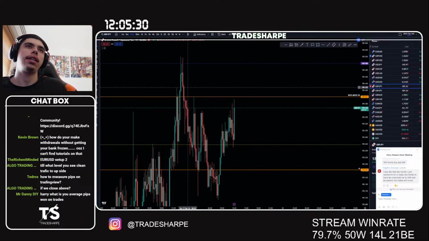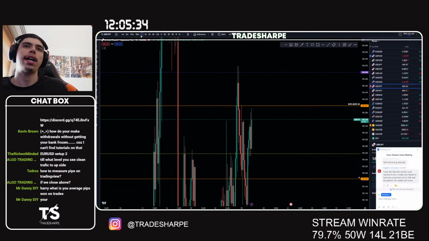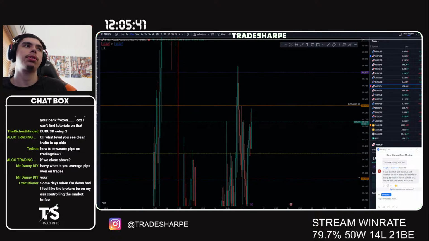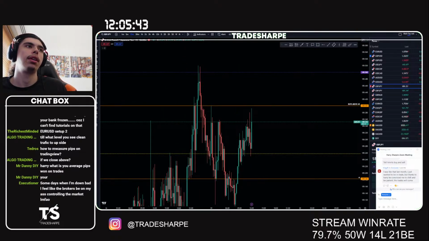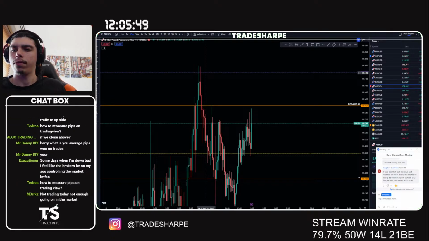Till what level do you see clean traffic? I think we have till the 1 hour resistance. The problem is we're reacting off everything. We are being slow, so I do expect a reaction off there. If any trade comes today, we probably have to be happy with 6-7 pips.